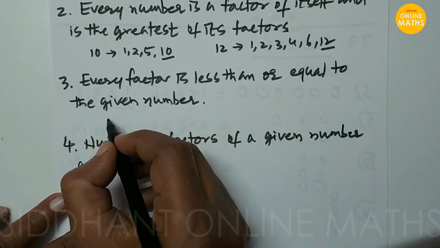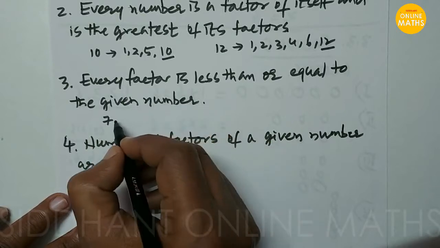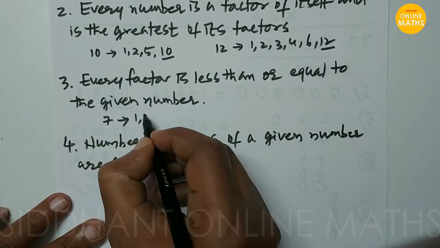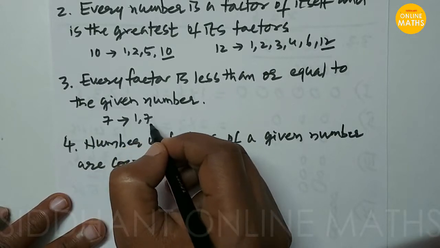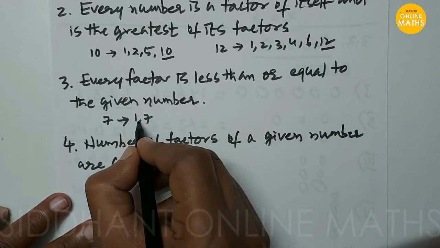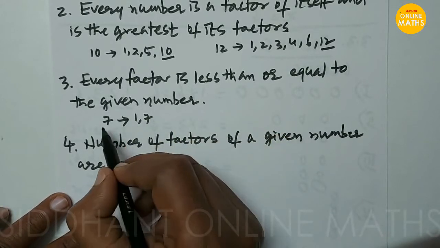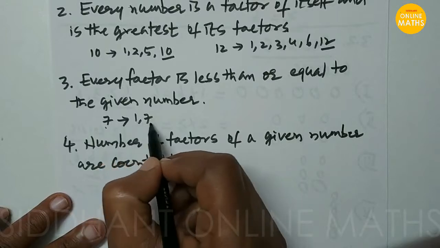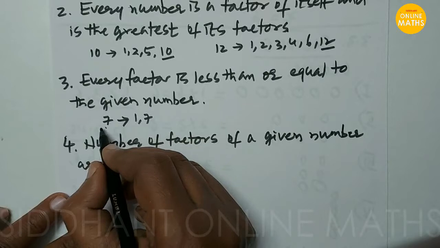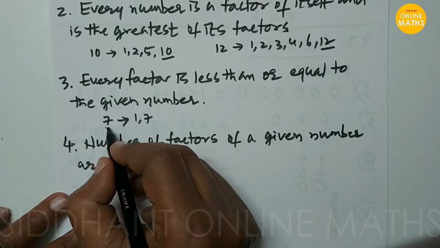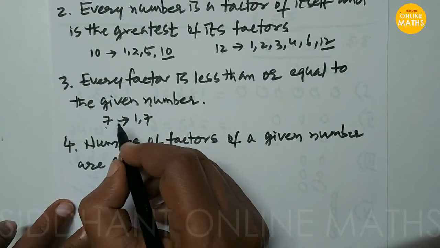Now coming to the third statement, every factor is less than or equal to the given number. So suppose you got the number 7 here. What are the factors of 7? 1 and 7. So 1 is common, and the number itself, that is 7, is also common. So here we have 1 and 7, and these factors will be less than the given number, or sometimes one factor will be equal to the given number. So 1 is less than 7, and the number equal to 7 is the number itself, that is 7, which is a factor of the given number.